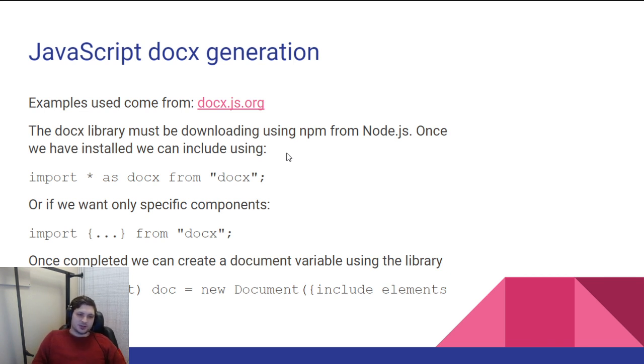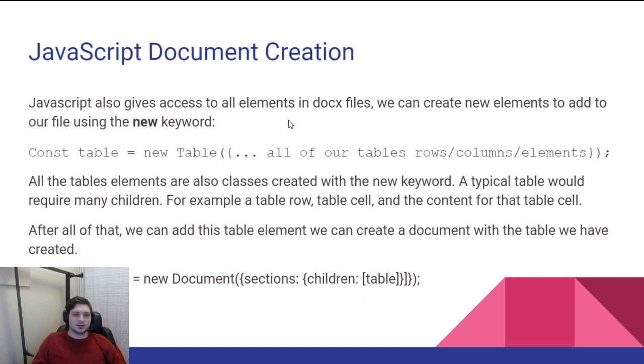So JavaScript's docx generation, you have to use npm to install it. It's through Node.js. You can import all, or you can import just specific things, just like any other JavaScript library. And then we create a document using the new keyword. And you can do constant or you can do let. I haven't modified a document yet. I've just used variables, and that's one of the nice things about JavaScript's docx generation is if I want to create a table outside the document or create multiple documents and use the same table within them, I can totally do that. So here's an example.